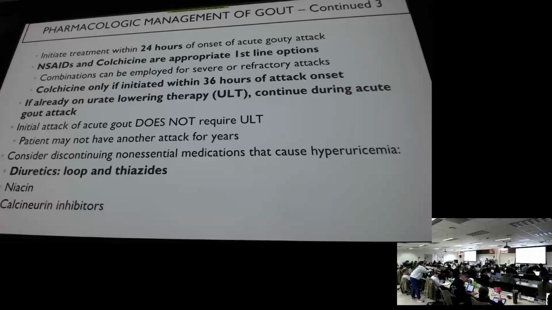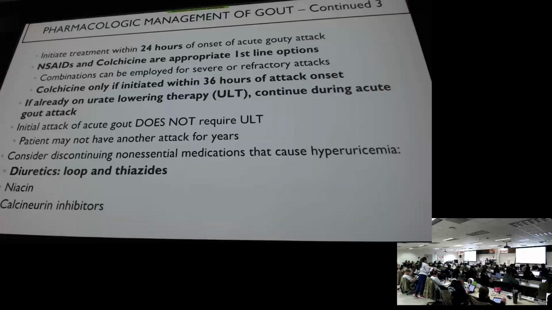So you want to get it on board within 24 hours. NSAIDs, colchicine, appropriate first line combination. So we're just kind of repeating what we said on the other slide. And there's your take-home test question: colchicine has to be within the first 36 hours of an acute attack. Another must-know forever.